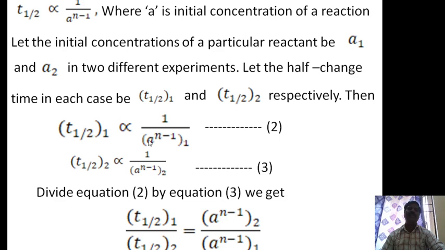Then we will get two equations from this. T half 1 is inversely proportional to 1 divided by a to the power of n minus 1. This is called equation number 2. Similarly, T half 2 is proportional to 1 divided by a to the power of n minus 1. That is called equation number 3. Now divide equation 2 by 3. What do you get after dividing? Therefore T half 1 by T half 2 equals a to the power of n minus 1 of 2 divided by a to the power of n minus 1 of 1.